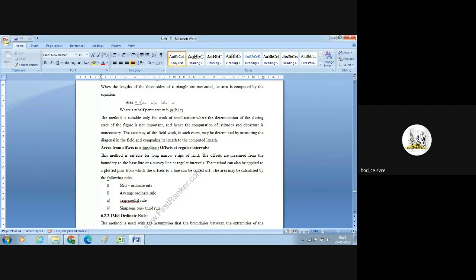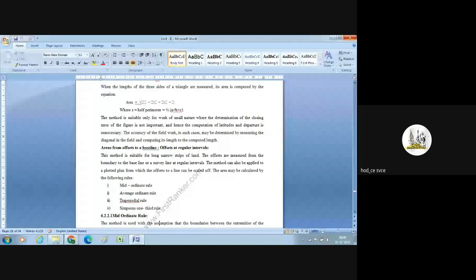How are we going to calculate the area? This is the method of area computed by subdivision into triangles. Here we divide the area into triangles based on one baseline, or based on one particular point. That is meant by the gradation method, otherwise by using a baseline.